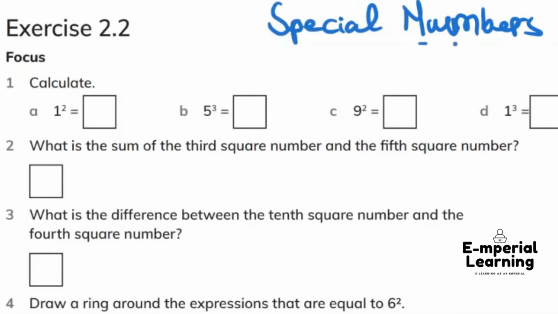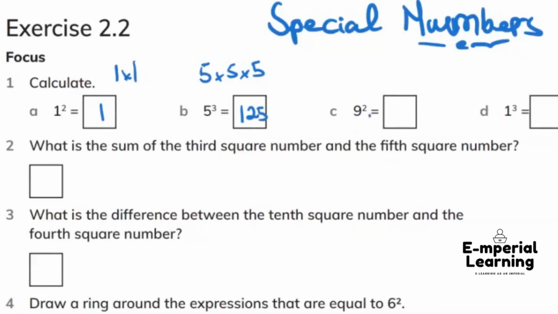Right. Special numbers. So let's take this question. Question 1 says calculate 1 squared. 1 squared is simply 1 times 1, and so 1 times 1 is 1. B says 5 cubed. 5 cubed is 5 raised to the power 3, and that is 5 times 5 times 5. The 5 times 5 is 25, times 5 is 125.